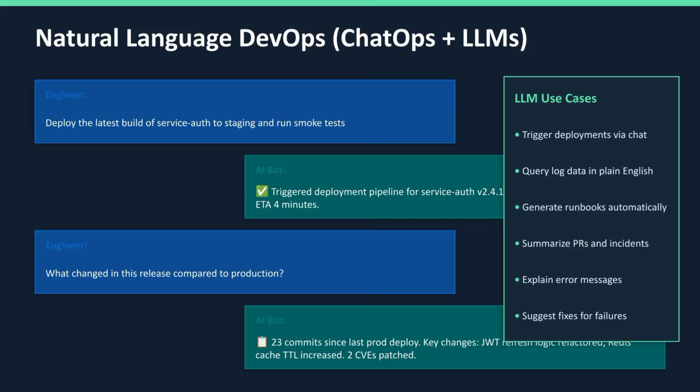Natural language DevOps, or ChatOps combined with large language models, allows engineers to manage operations via chat. Use cases range from triggering deployments and querying logs to generating runbooks and suggesting fixes for failures.